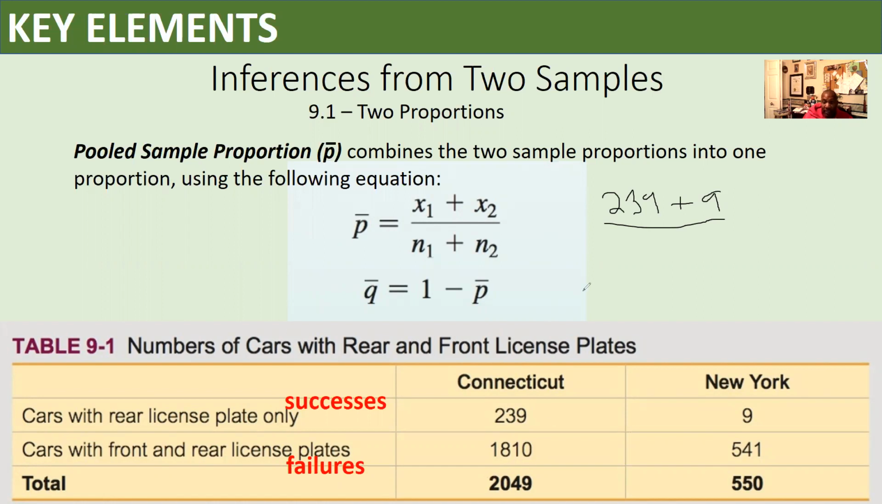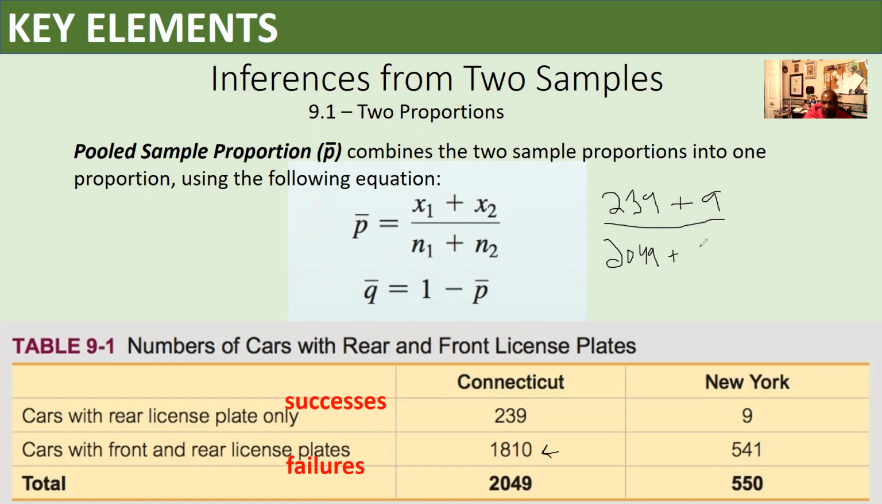N sub 1, right? That's the sample size. You have to use a little critical thinking. Many people might run right to this number because it's the only other number they look at, but no, you have to think critically. We're looking for N, the sample size. The sample size for Connecticut is 2,049.